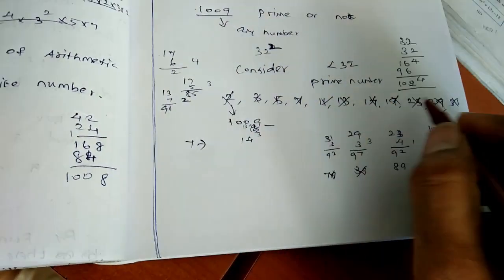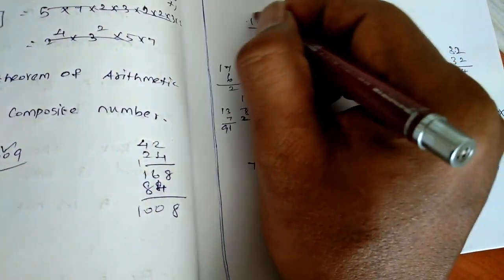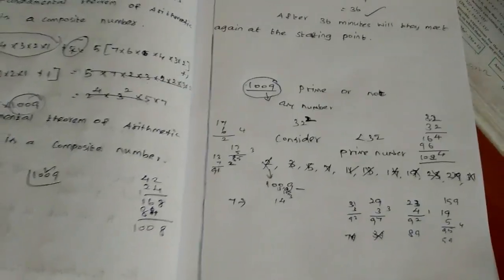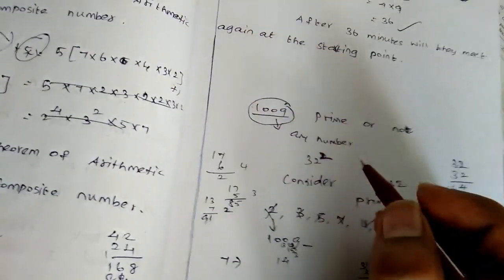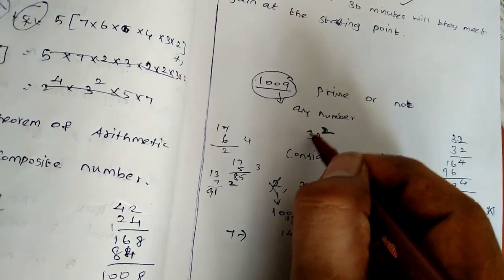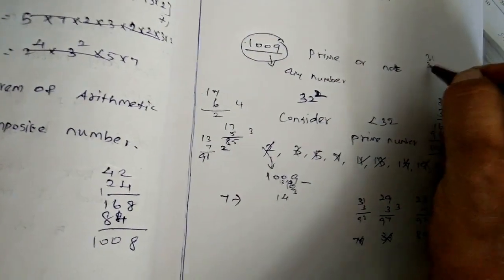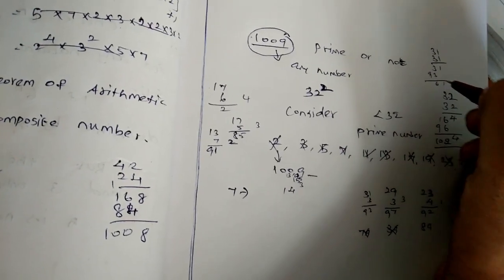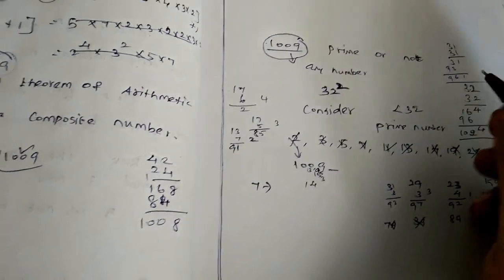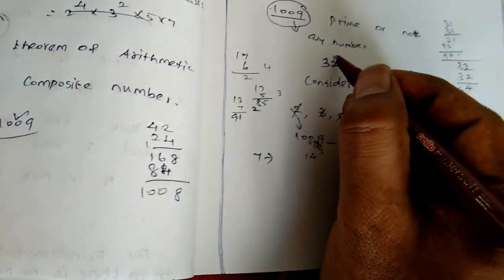So none of the primes from 2 to 31 divide it. We need to check whether the given number is a prime number. How can we check? Just go to the next perfect square. We can write 31 squared is 961, and 32 squared is 1024. So choose 32 squared.